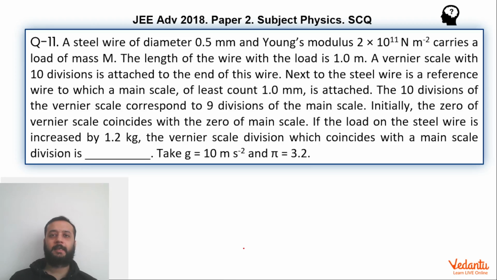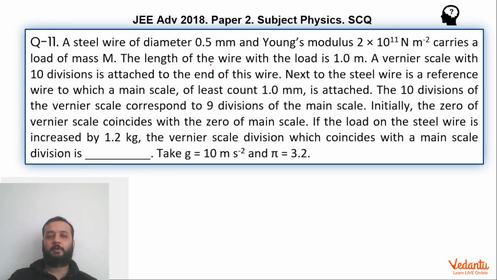Hi dear students. Let's see this question that came in JEE Advanced Paper 2 Physics in the year 2018. The question is from the topic of vernier calipers and Young's modulus, that is properties of matter. Basically somewhat similar to what we do in Searle's method, finding Young's modulus.